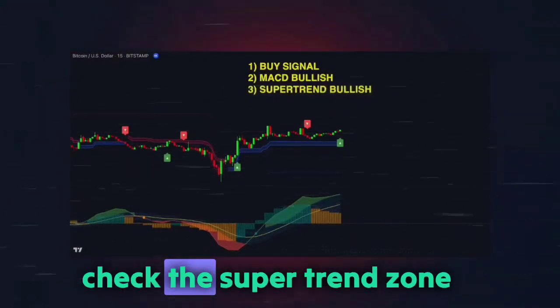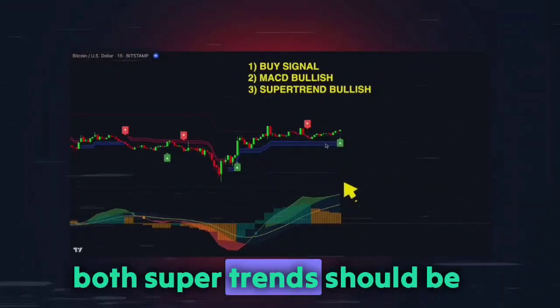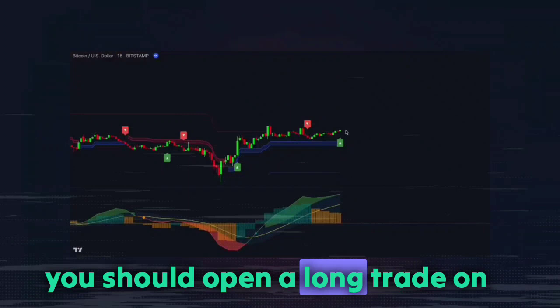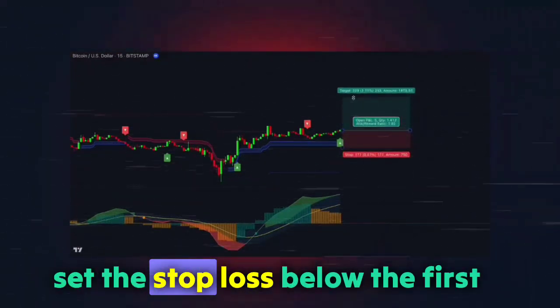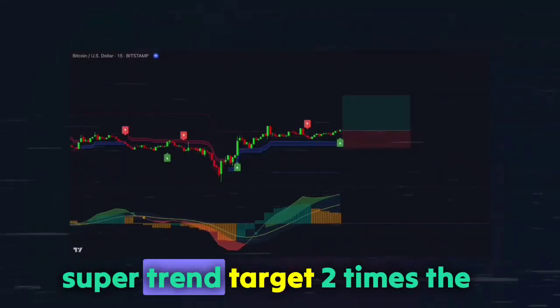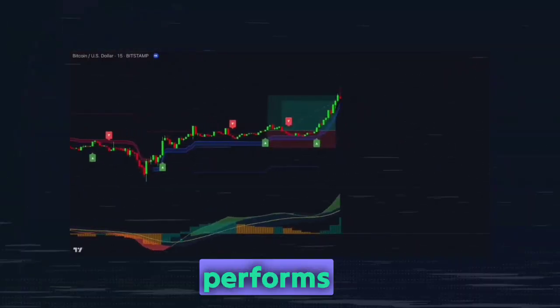Finally, check the Super Trend Zone indicator for a positive bias. Both super trends should be blue. You should open a long trade on the next candlestick if these conditions are present. Set the stop loss below the fast super trend. Target 2 times the risk. Let's see how this trade performs.